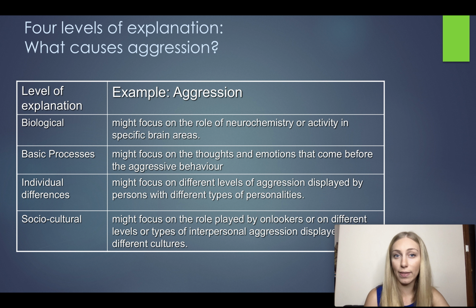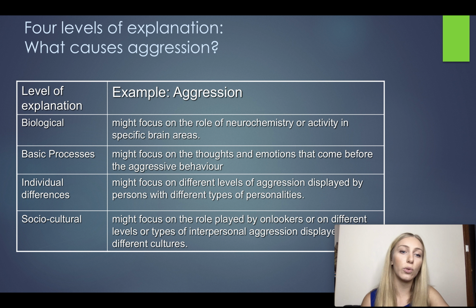Okay, so now that you have done that, let's look at the 4 levels of explanation and how they may fit into someone displaying an aggressive behaviour. So someone that is showing aggression, biologically, the biological level of explanation might focus on the role of neurochemistry or activity in their brain areas. So what brain areas may they have that are contributing to their aggression? If we look at the basic processes, which focuses on their thoughts and emotions, what was their thought process? What were they feeling? Why did they then express that aggressive behaviour?